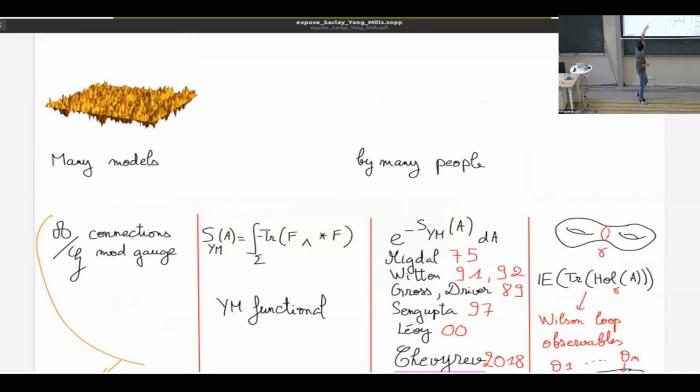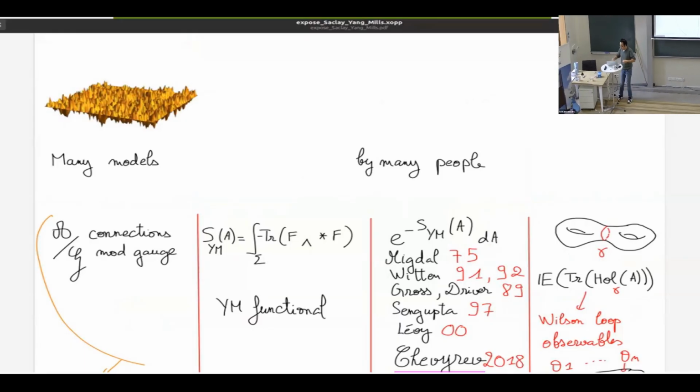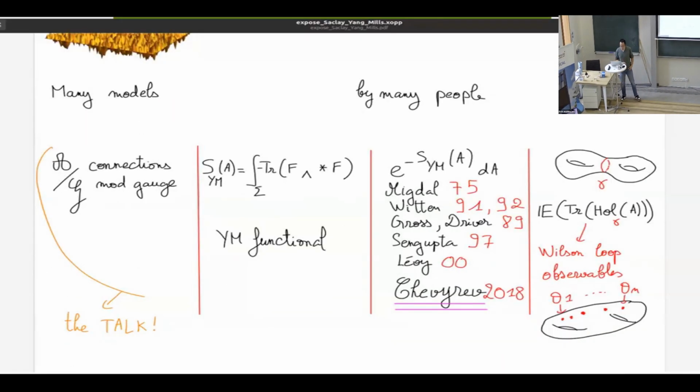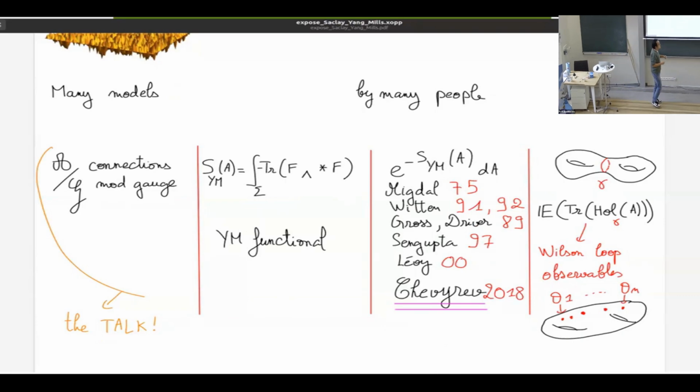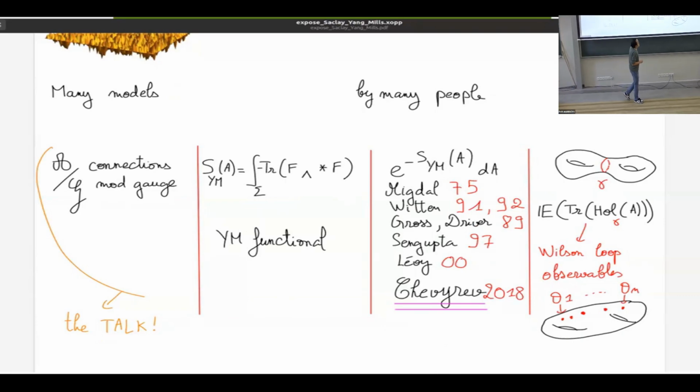So here, for the case of Yang-Mills, we are also going to construct measures that charge very rough objects. And what plays the role of the correlators in the Yang-Mills theory are the following objects. So for instance, if you are given a closed curve in your surface sigma, you would like to calculate the average of the trace of the holonomy of your random connection along the closed curve gamma. So these are called averages of Wilson loop observables.